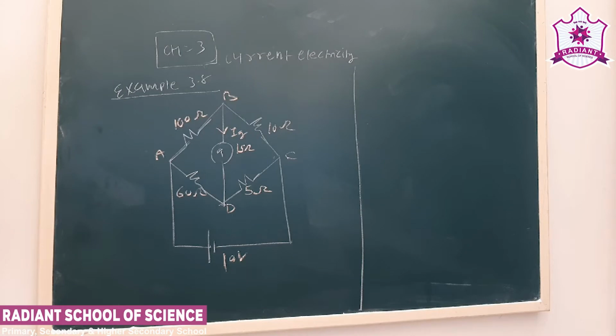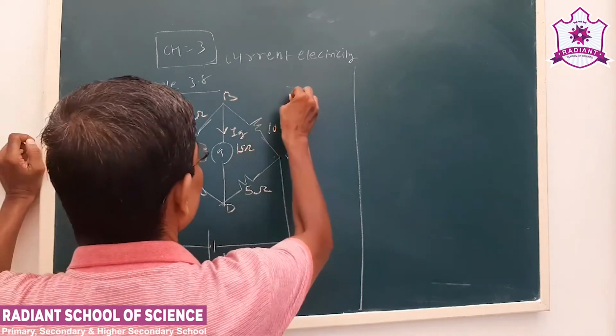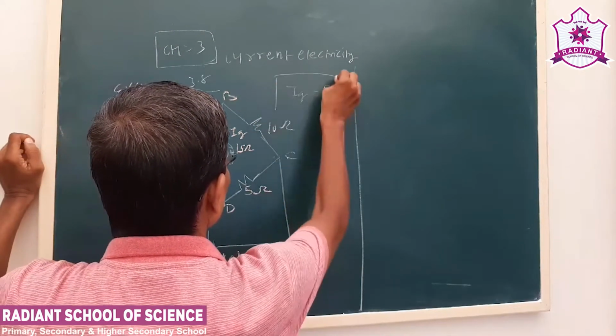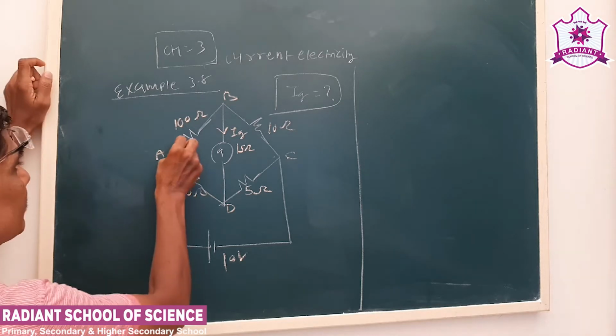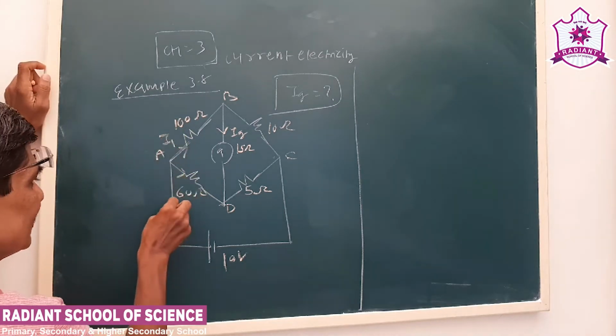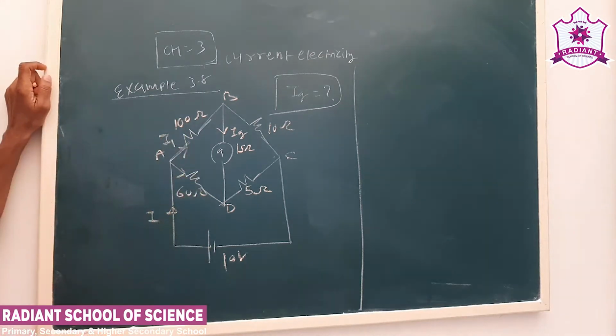What we have to find out is the current in the galvanometer, IG. We have to use Kirchhoff's second law as usual. Let us say the current here is I1. The total current is I from the positive of the battery. Say here it is I2.